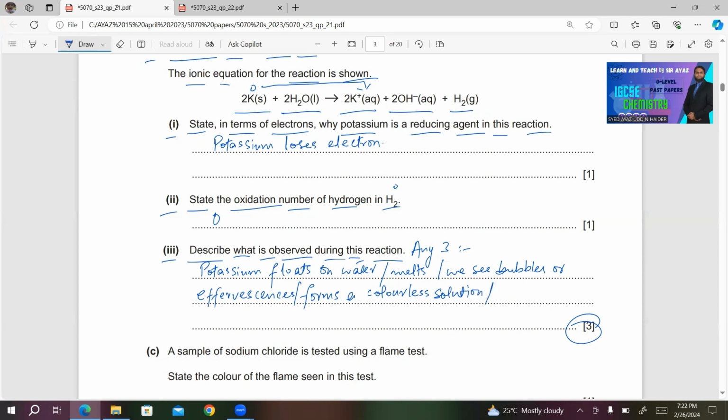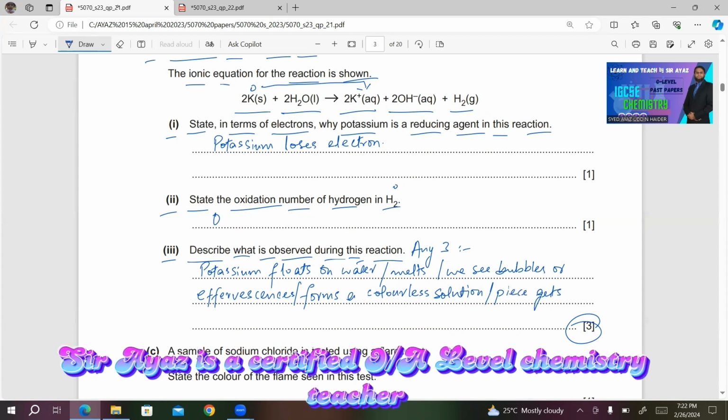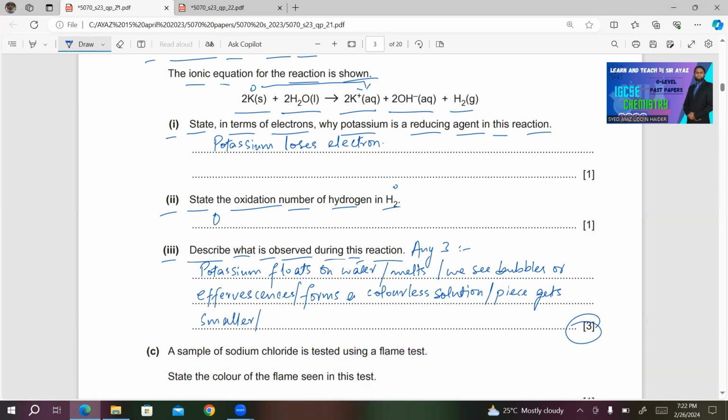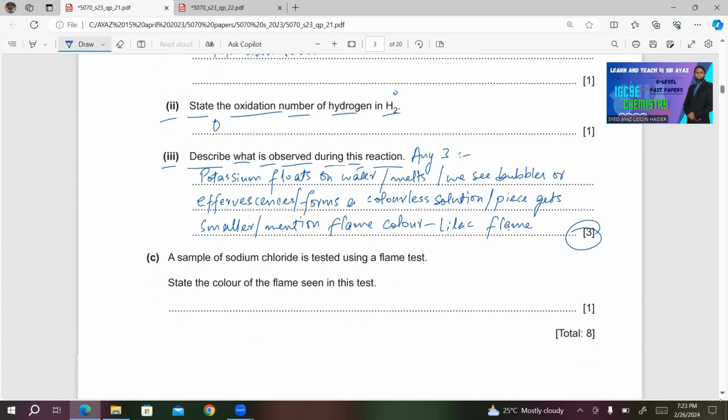Or the potassium piece gets smaller. Or you can mention the flame color. You know potassium burns with a lilac flame, so you can write lilac flame here. So you can choose any 3 of these.